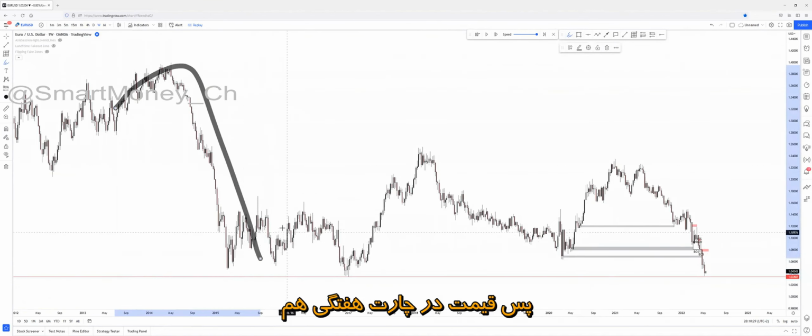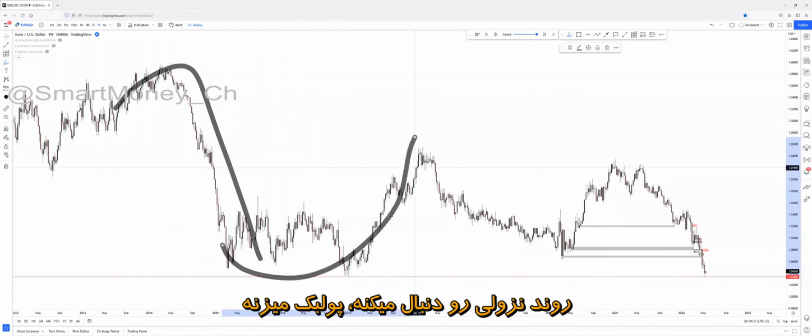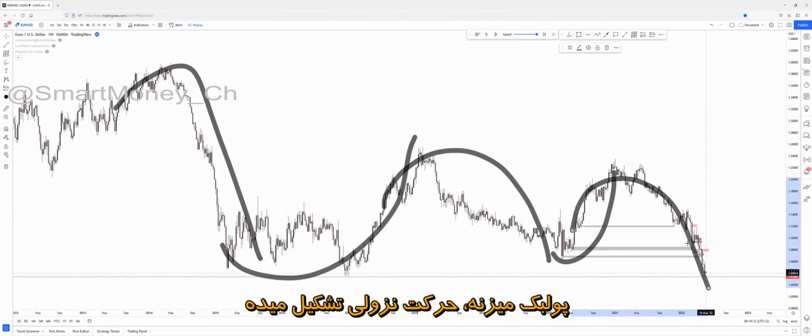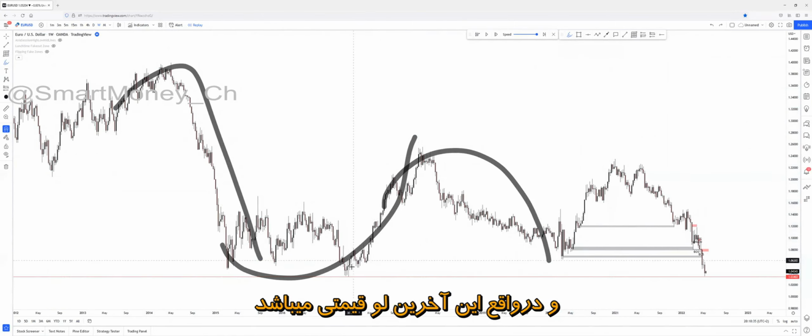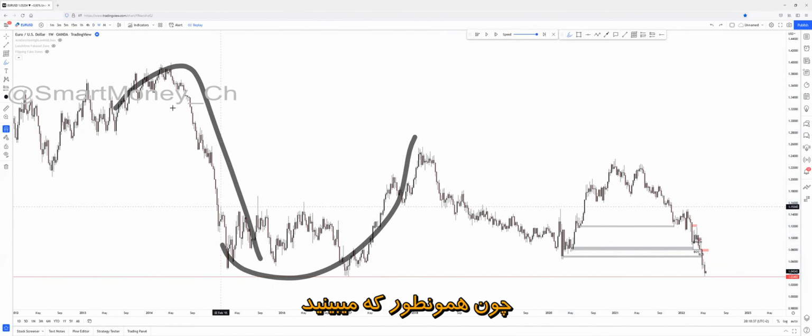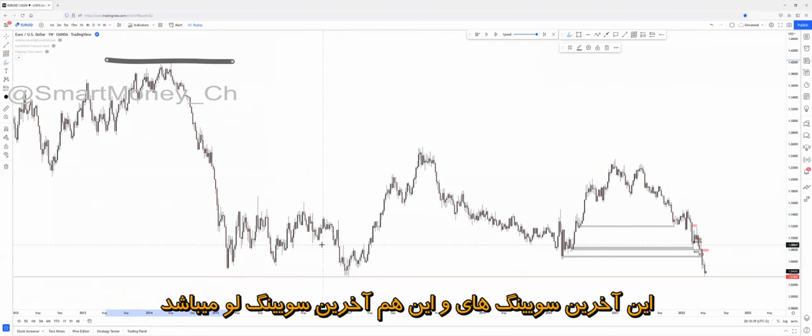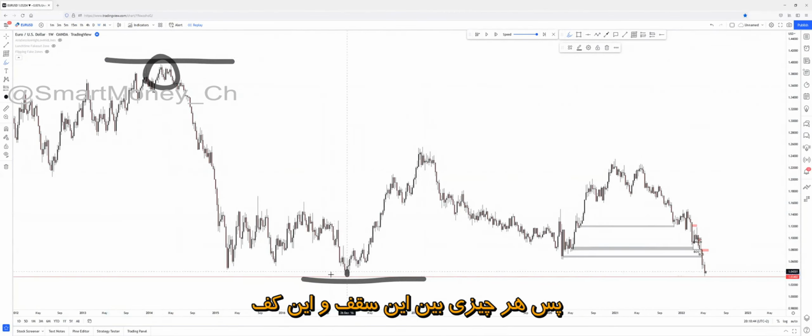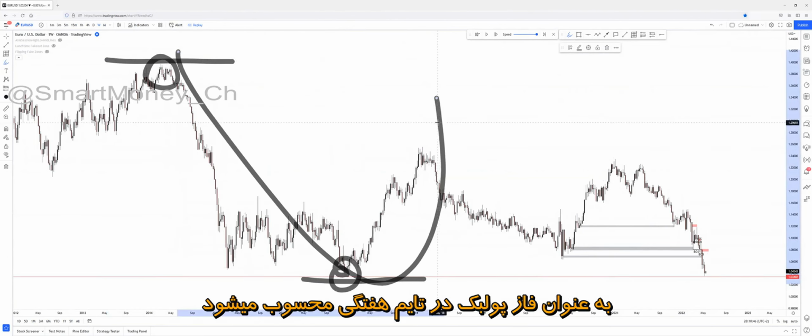So price is following a downtrend on the weekly chart too, creating pullbacks, creating downside movements, creating pullbacks, creating downside movements. And basically, this was the last recent swing low point, and this is the last recent swing high point. So anything between this high point and low point was just a pullback phase of the weekly chart.